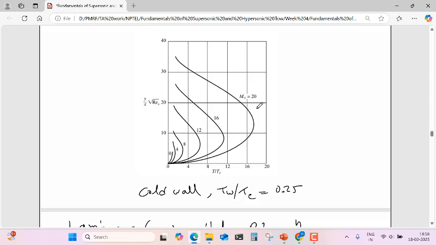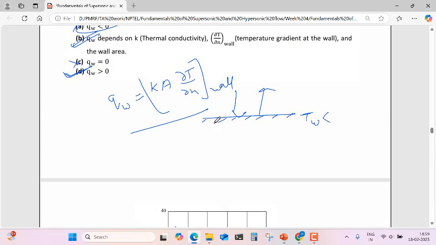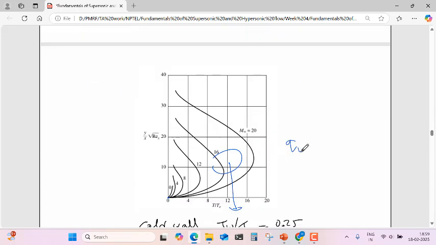This is the temperature profile for the cold wall, for Tw/T equal to 0.25. So if you see, at the cold wall the surrounding temperature will be higher, and inside the boundary layer there will be one point where there is the peak temperature. So if the temperature is high in the surrounding, the heat transfer will occur from surrounding to the wall, and as heat is transferred to the wall, Qw will be greater than 0.